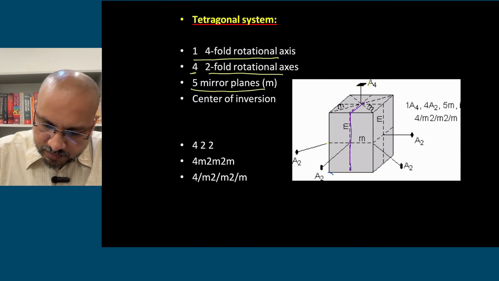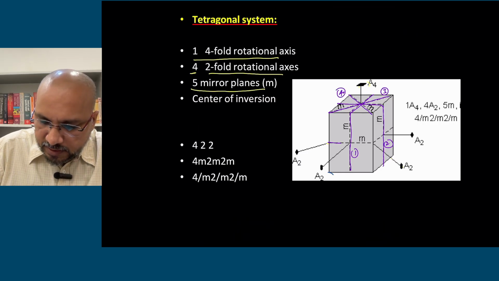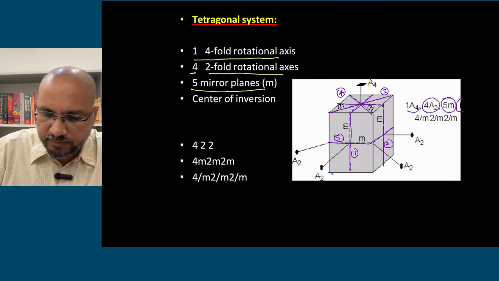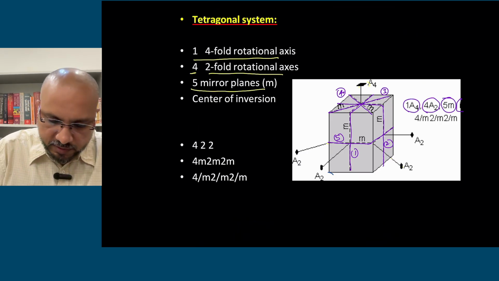First one, second one, third, diagonal, fourth one is also a diagonal mirror plane. Fifth mirror plane is horizontal. So there are five mirror planes, one center of inversion, four two-fold rotation axes, one four-fold rotation axis. Okay. Now there is also a center of inversion.